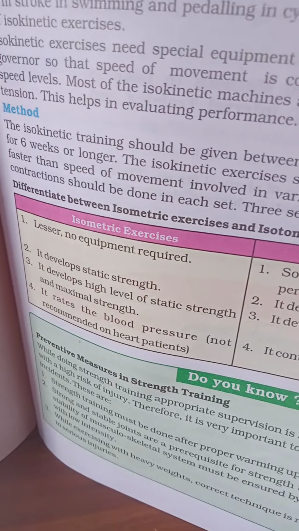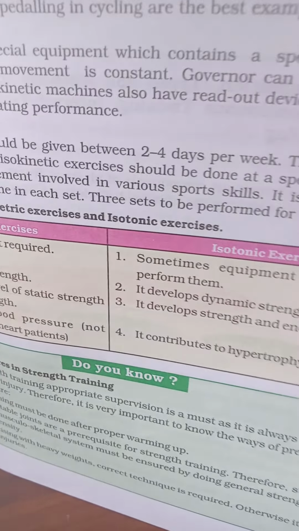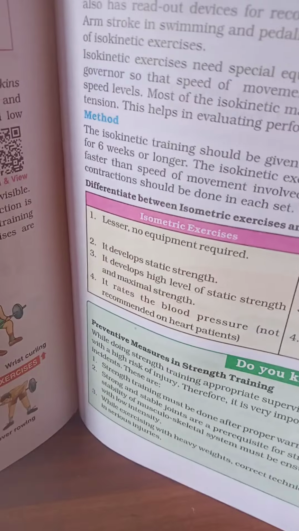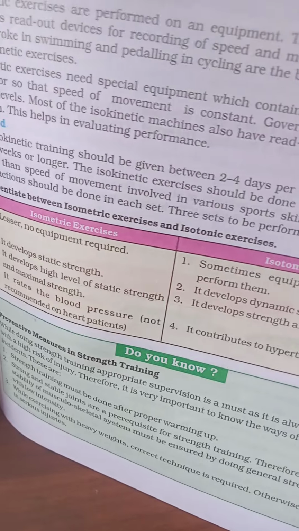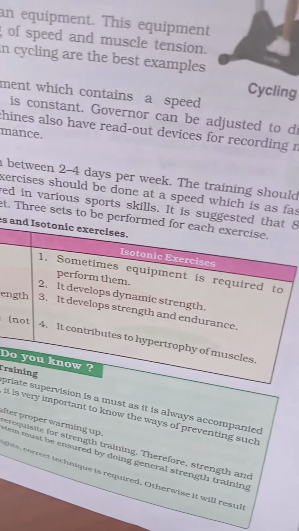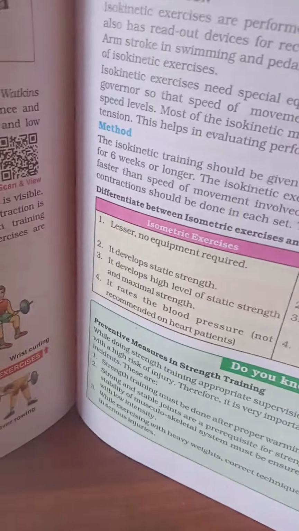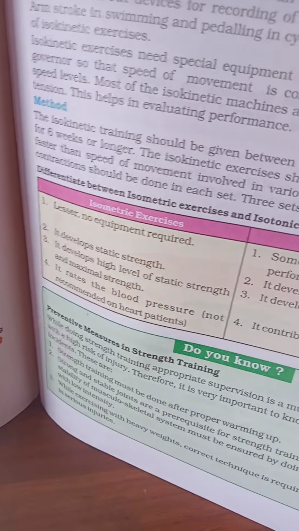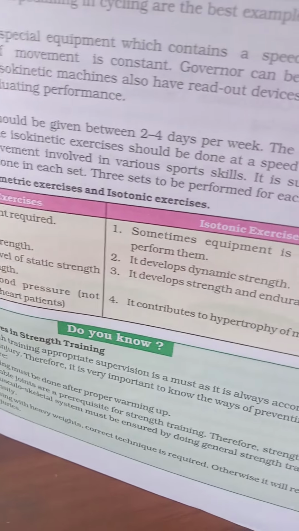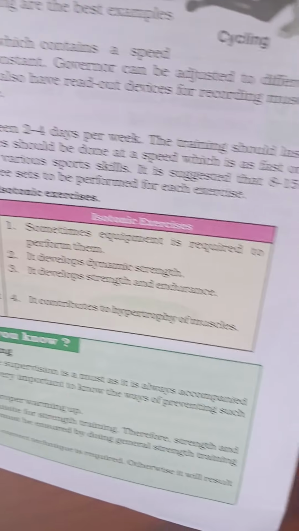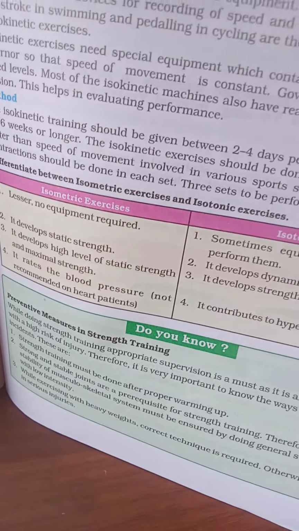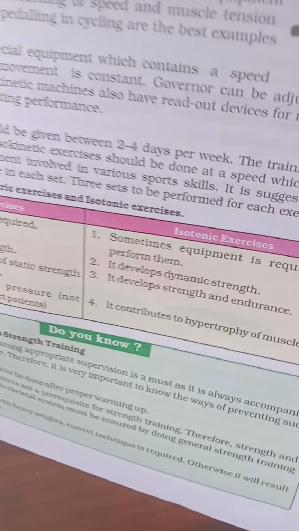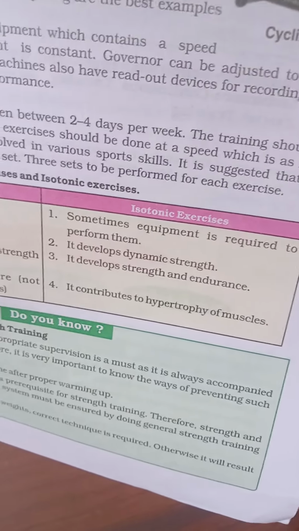The method: training should be given between 2 to 4 days per week. The training should last for 6 weeks or longer. The isokinetic exercises should be done at a speed which is faster than the speed of movement involved in various sports skills. It is suggested that 8 to 15 contractions should be done in each set. 3 sets are to be performed for each exercise.